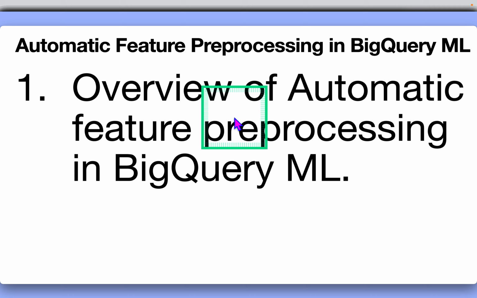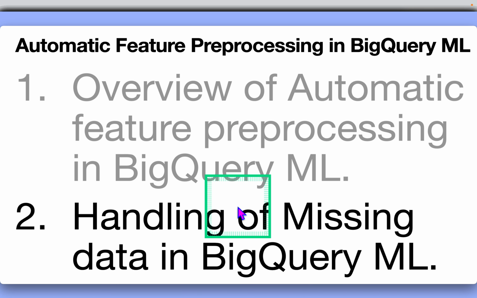Then you have automatic feature processing in BigQuery ML. BigQuery ML performs automatic pre-processing during training through the create model statement. This pre-processing comprises missing value imputation and feature transformations. In statistics, missing data can be replaced with substituted values, a process called imputation. So if there are any missing values, they will be replaced with substituted values, and the process is called imputation.